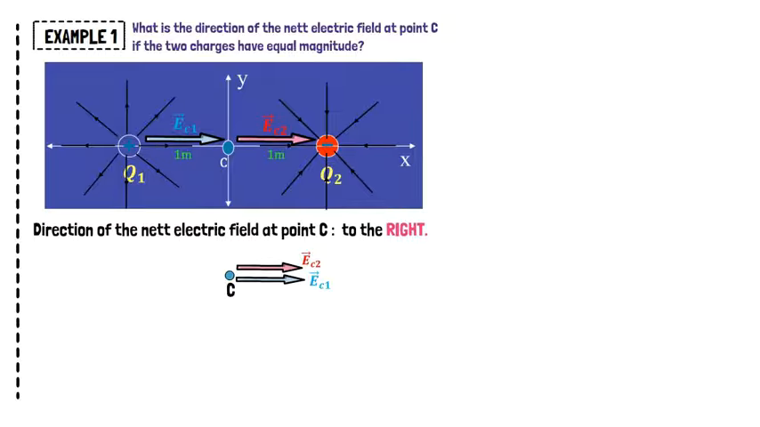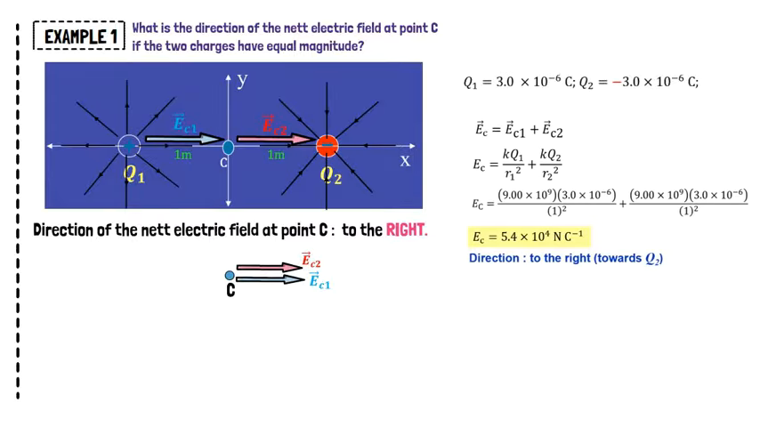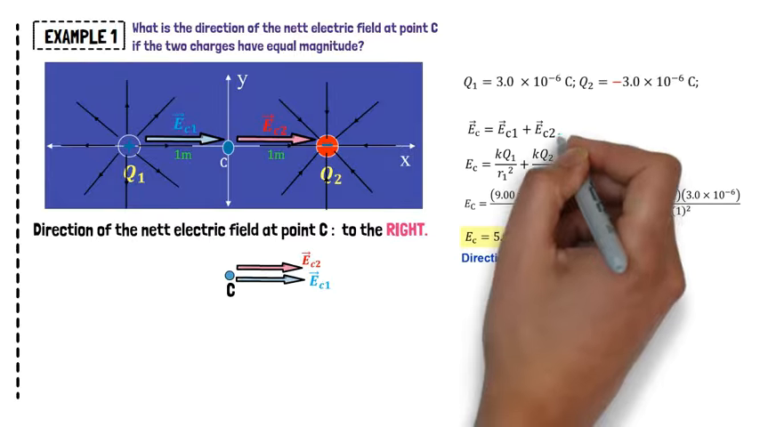Let's say given that Q1 is 3 microcoulomb while Q2 is negative 3 microcoulomb. And it is also given that the distance between point C dengan Q2 adalah 1 meter and the distance between point C and Q1 also 1 meter. Okay, so based on this information, kita boleh kira the net electric field at point C, EC equal to EC1 plus EC2. Okay, kita tulis dulu.